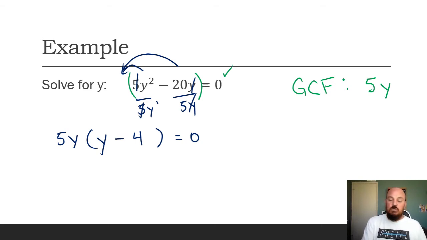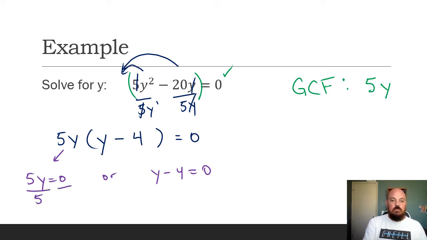I have two things multiplied together equal to 0. That means one of them has to be 0. So either the first one, 5y equals 0, or the second one, y minus 4 equals 0. And each one can be solved in one step. The first one I would solve by dividing by 5, because remember we have 5y means 5 times y. You divide to cancel out that 5. So that cancels out, and y equals, now 0 divided by 5, still 0. 0 divided by any number still equals 0. So my first answer is y equals 0.